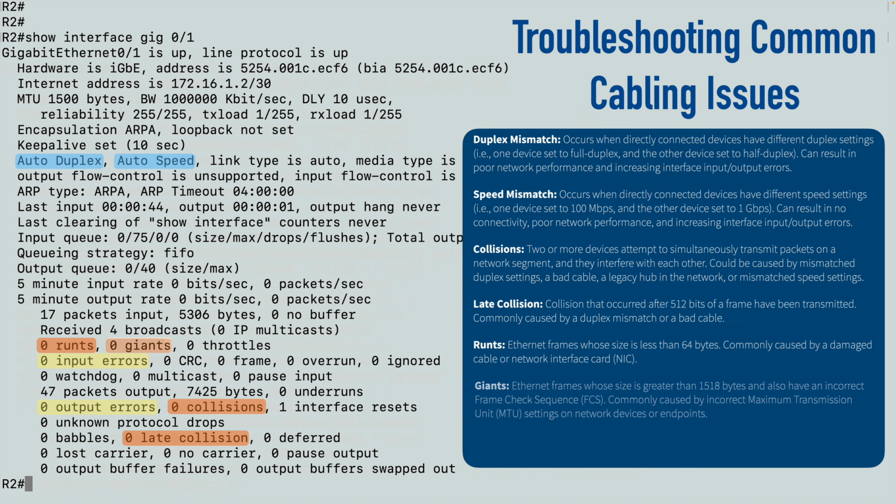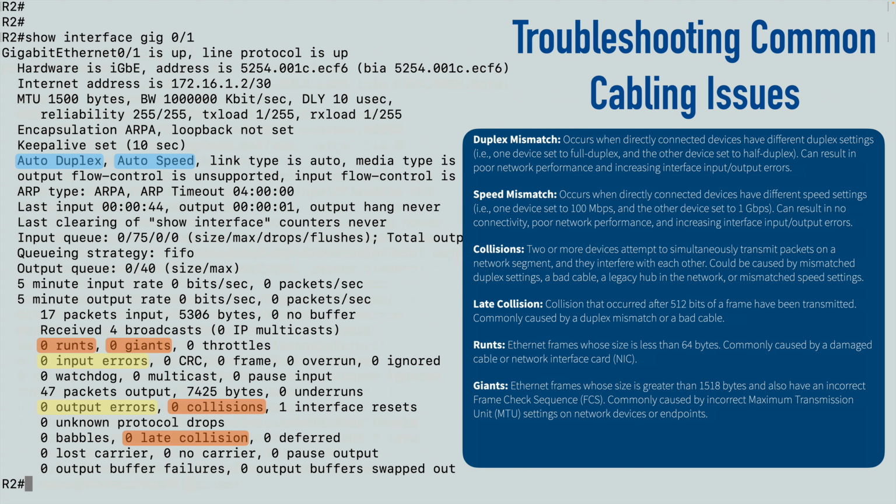And even though it doesn't directly relate to troubleshooting cabling, I wanted to also introduce you to the giants error, because it's sort of the opposite of runts. Runts, we said, were too small. Well, giants are too big. And by too big, I mean they are greater than 1518 bytes.